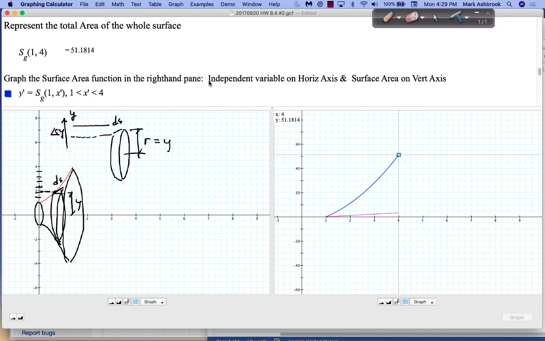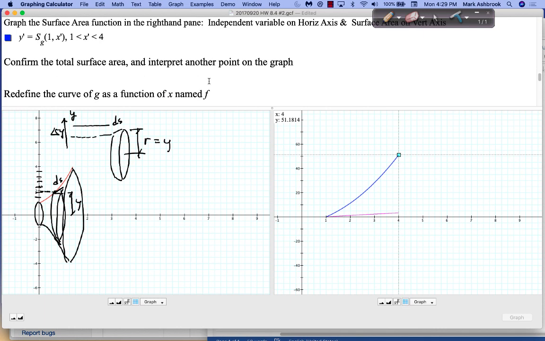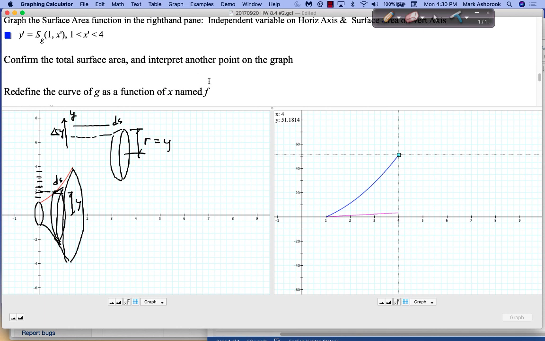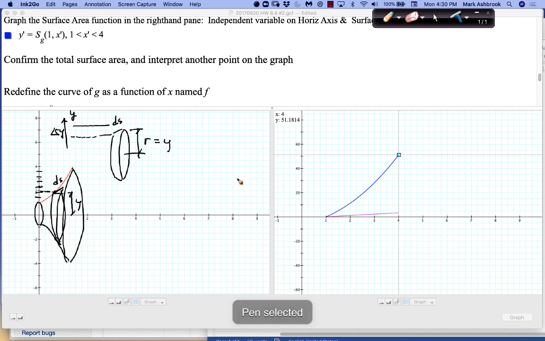So the next activity was that we redefined the curve of g, the same curve, but as a function of x named f. So we're going to redo this problem, but now with the independent variable being x. We had g of y equals ln of y. And we knew that this was our x coordinate, right? So x was ln of y. So we want to now rewrite this as y equals some function of x.